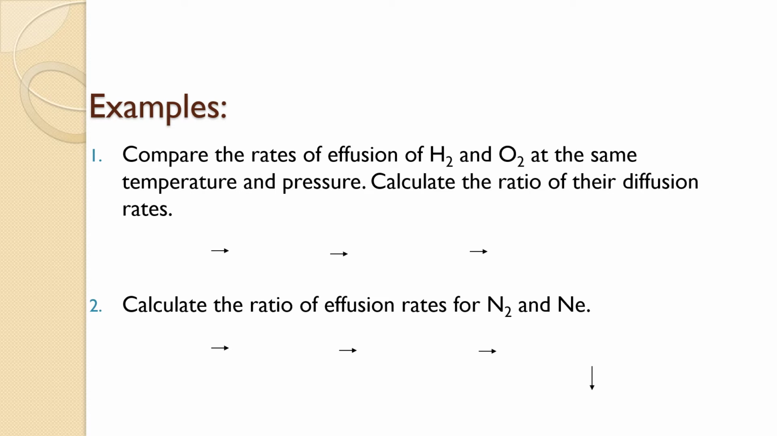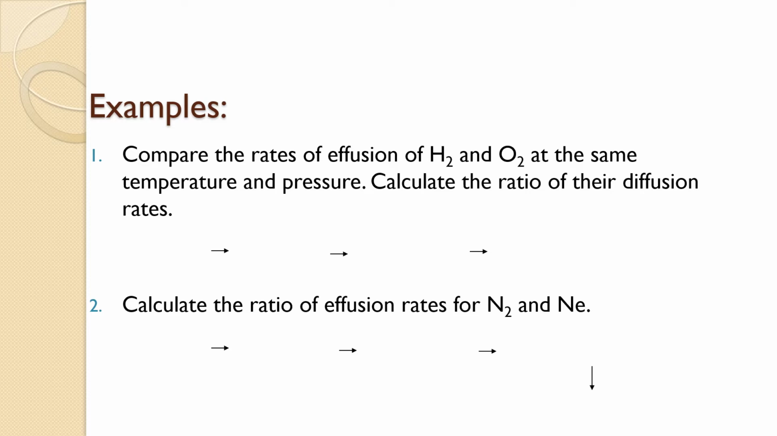So let's look at a couple of examples. Example 1: compare the rates of effusion of H2 and O2 at the same temperature and pressure. Calculate the ratio of the diffusion rates. So starting on the far left, I called A H2 and B O2. The reason why I did this is because O2 is the heavier gas. And remember, we said that we were going to call B the heavier gas.